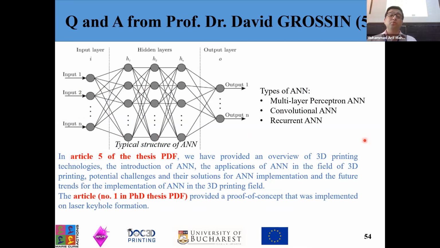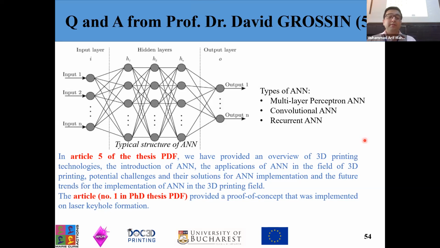So the last two, convolutional and recurrent neural networks, are used for image processing. Because the convolutional neural network will transform the image into the form of a matrix, and the recurrent neural network has the capability to read this matrix. Yes, in article 5 of this thesis, we used all these approaches.